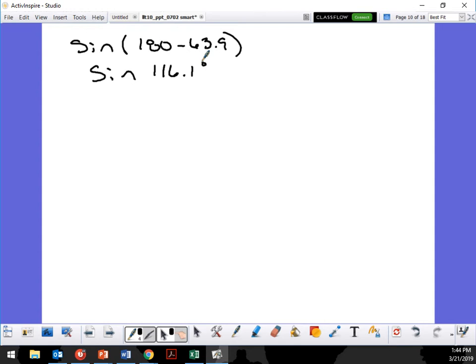180 minus 63.9. Oh, we put the sine? No, you're just doing the numbers inside. Don't put the sine, just do the numbers. I'm just writing it out because it said formula of sine of 180 minus theta. So I could draw another triangle here. We keep going.